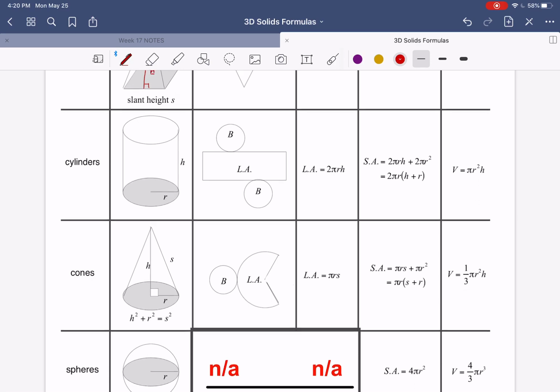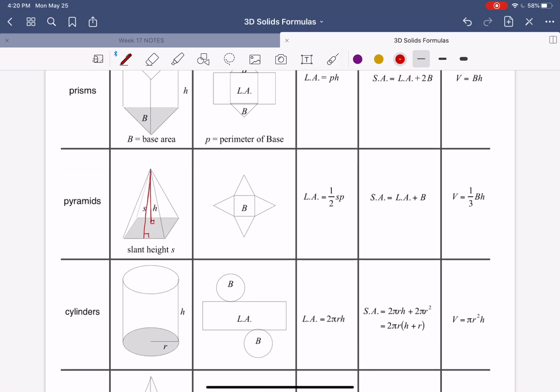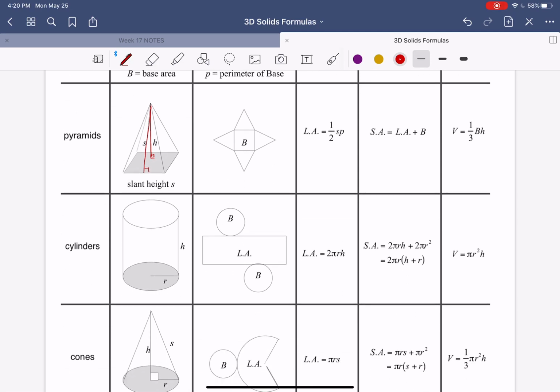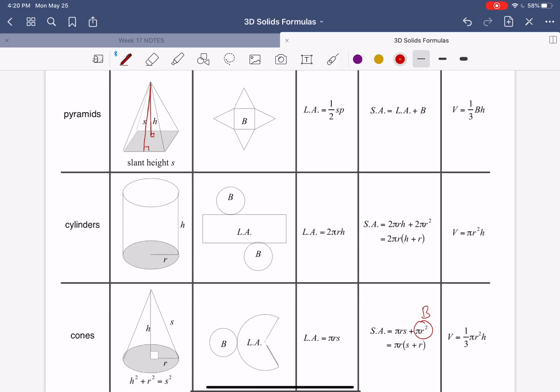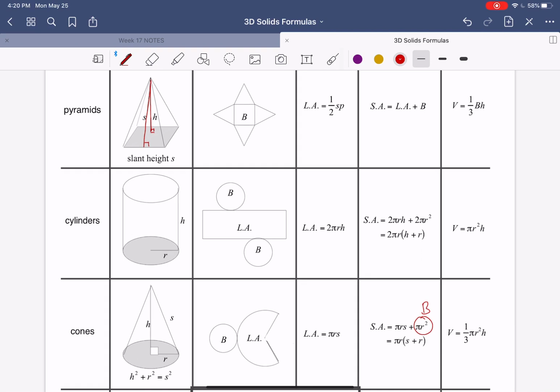Surface area, we just add in this time only one base instead of two, because pyramids and cones only have one base. But again here, this is the base, but they just plugged it in already. And they even went so far as to combine those two terms to make it maybe a little bit more simple. But here we have lateral area plus the base.